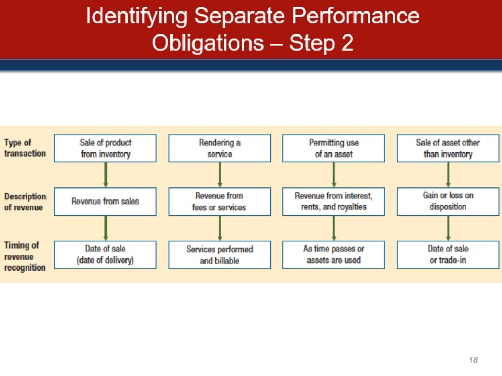Permitting use of an asset, so the rental idea. Revenue there would be called interest or rent or royalties, depending on what kind of an asset was being used. And that would be related to the period of time over which the right to use that asset is consumed. Sales of assets other than inventory would generally be recorded as a gain or loss. Inventory being the ordinary business. Other assets, the farmer's tractor, would be a gain or loss on disposition. And the date of the sale or its distribution as part of the compensation for a new asset in a trade-in arrangement would recognize the gain or loss at that time.